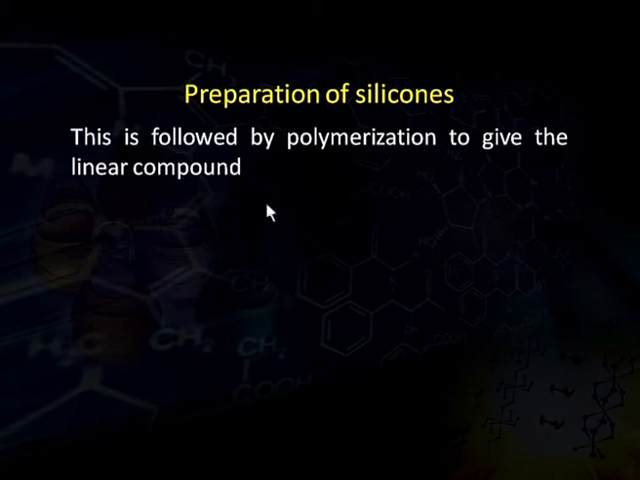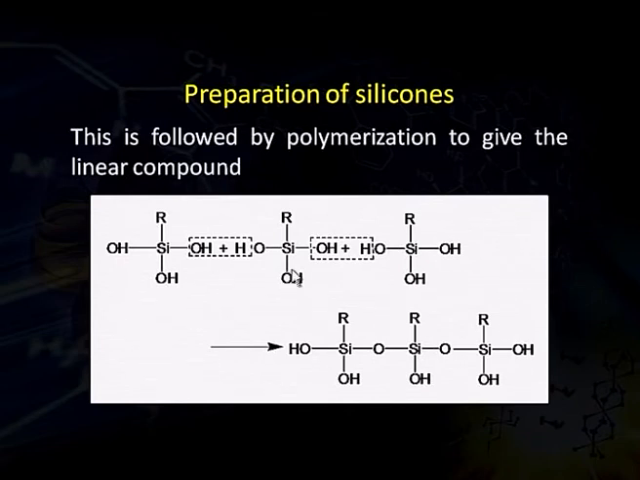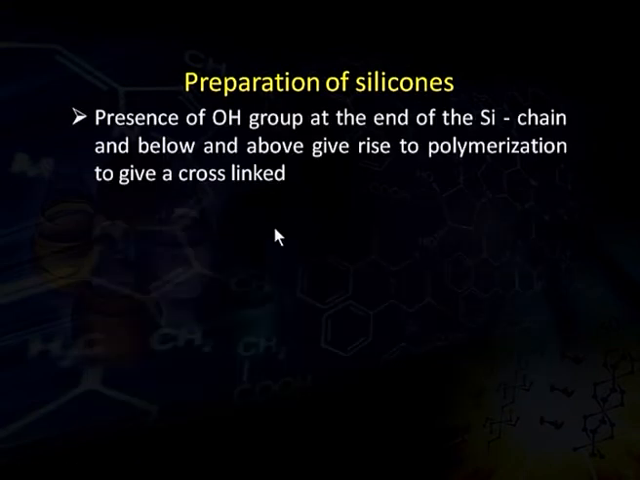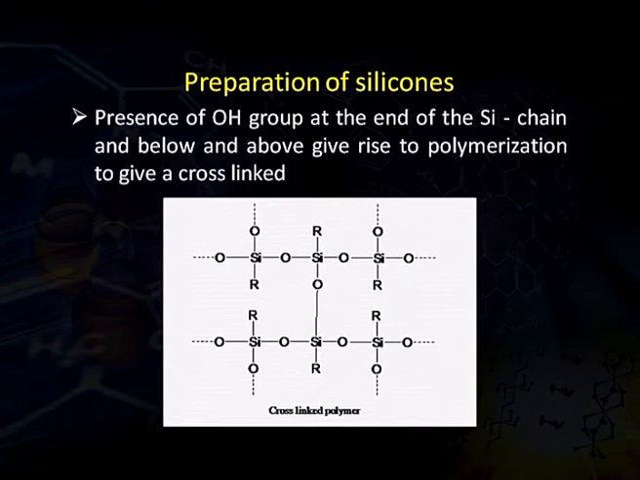Now, in this linear polymer, the presence of the OH groups at the end of the silicon chain, and below and above, gives rise to polymerization to give a cross link. In the linear polymer obtained in the earlier slide, we can see that 2 such units have joined here, and the silicon joins to the other silicon unit in the second dimension through an oxygen atom to form a cross-linked polymer. This link can extend to any length and any dimensions to form a cross-linked polymer. The cross-linked polymer can extend in 2 dimensions to any length and in any manner.